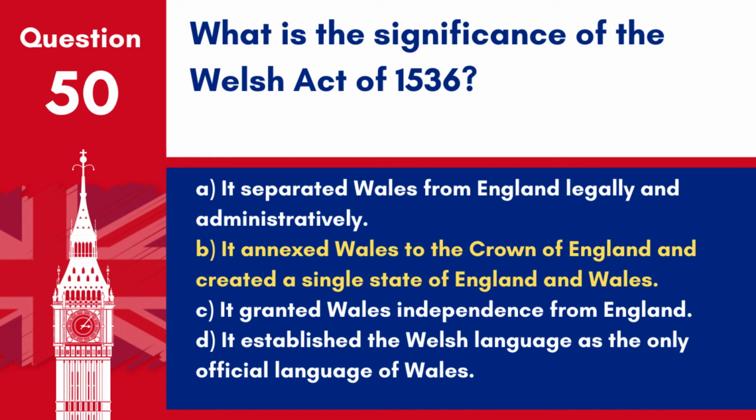Answer: B. It annexed Wales to the Crown of England and created a single state of England and Wales. The Act of Union between England and Wales under Henry VIII integrated Wales into the English legal system.